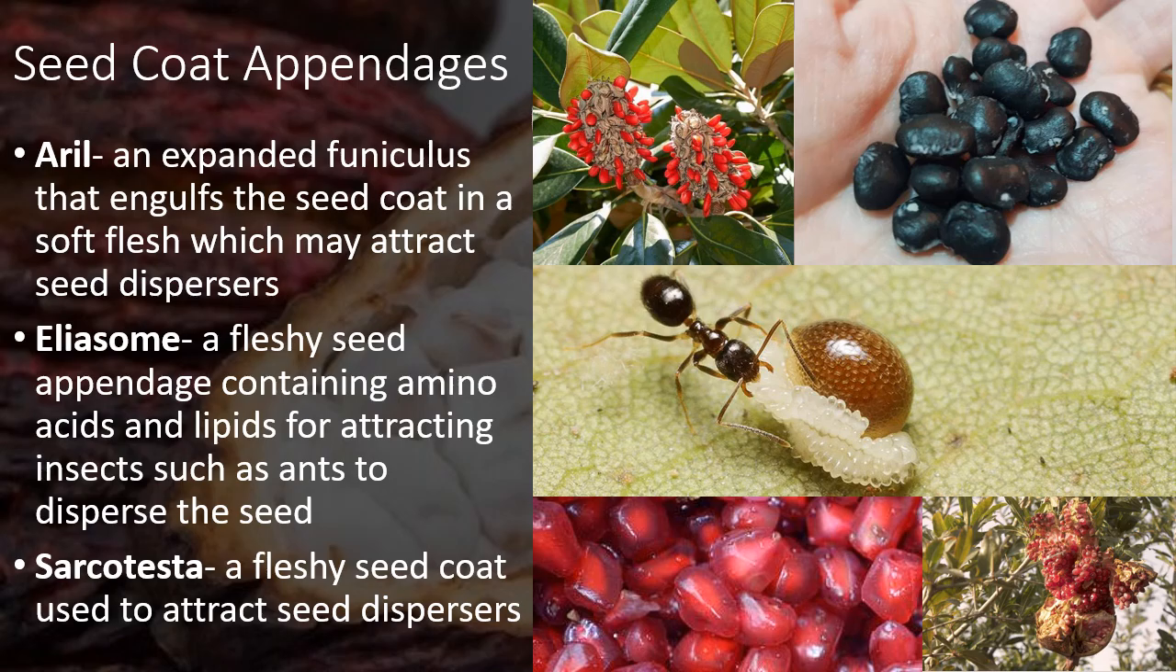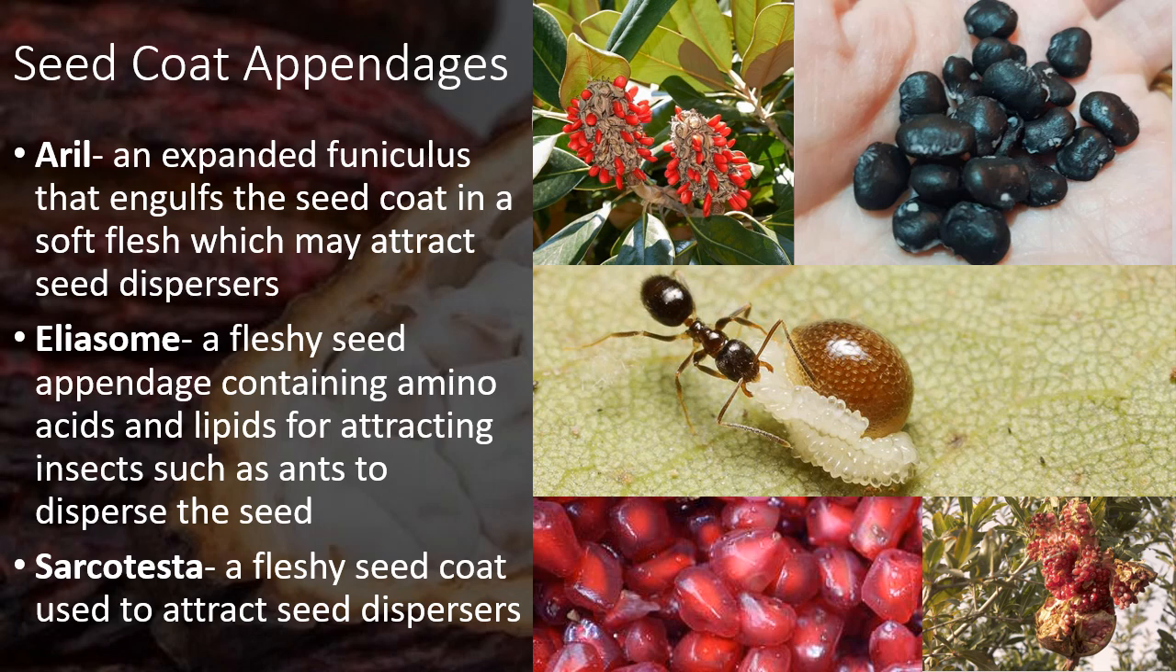Remember, the funiculus is like the umbilical cord that supplies nourishment to the developing seed. So in this case, the funiculus, rather than just attaching at the hilum, is actually expanded and kind of wraps around the entire seed with this fleshy layer. And it's a way of getting your seeds around.